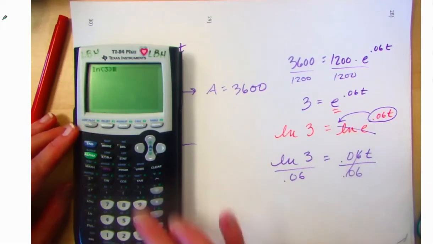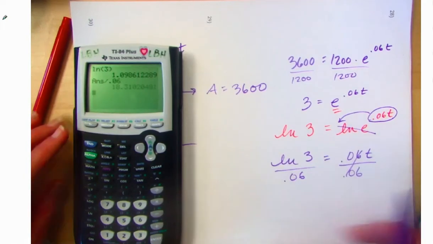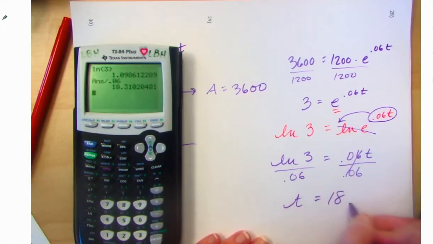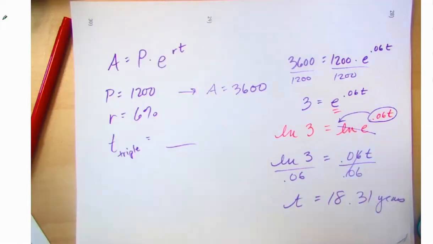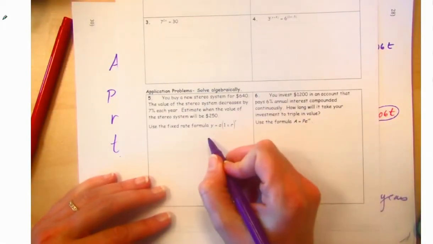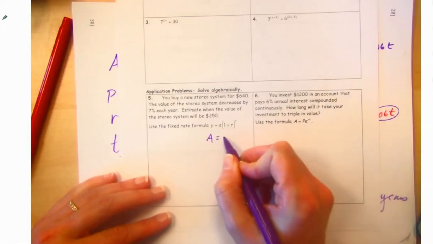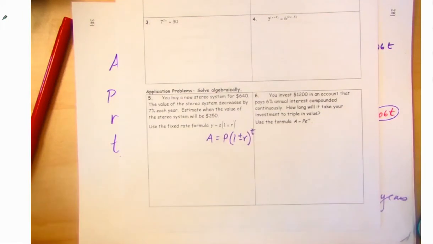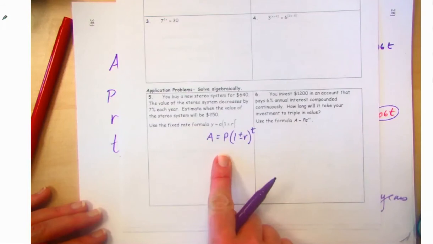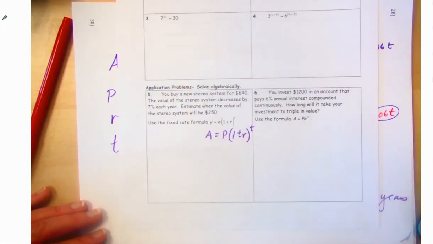So I'm just trying to get you to anticipate an answer before we even type anything in. So ln 3 divided by 0.06 gives us t equals 18.31 years. That makes sense, okay? So anticipate what a reasonable answer should be before you even do anything, okay? That is number 6. The number 5 formula, that's just the other formula. And I would write it A equals P(1 plus r)^t. I believe that's correct, okay? They're just doing it here based on what they're asking for in that particular problem, okay?